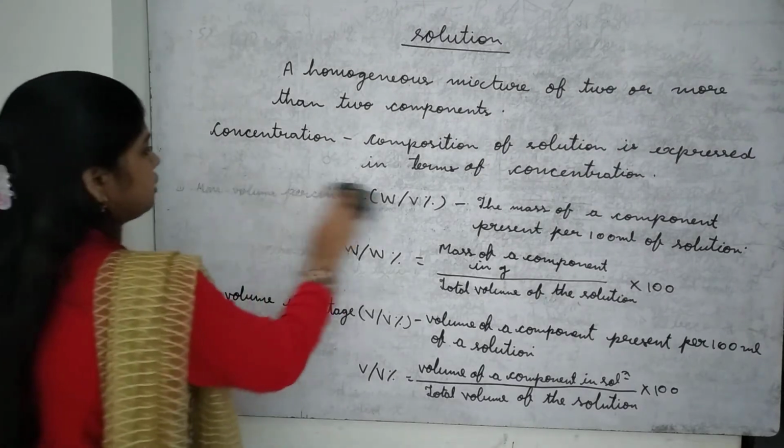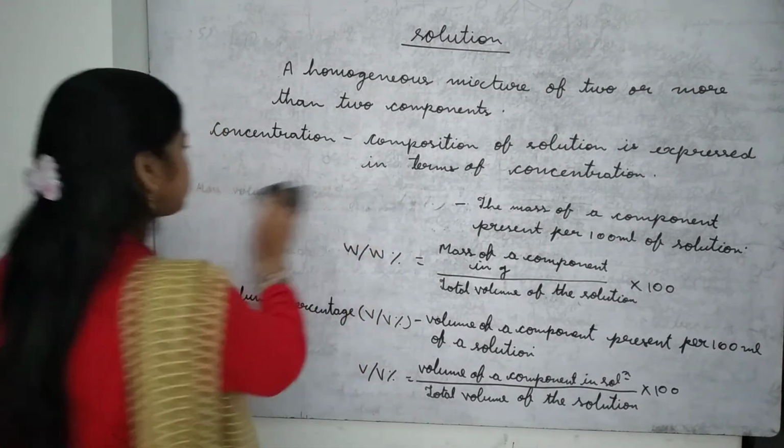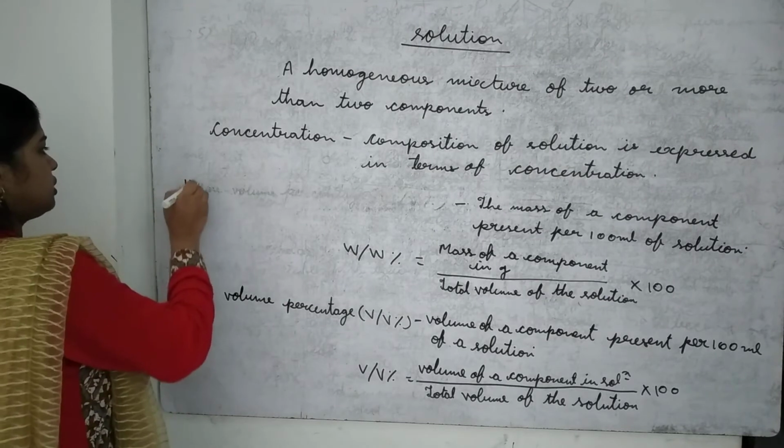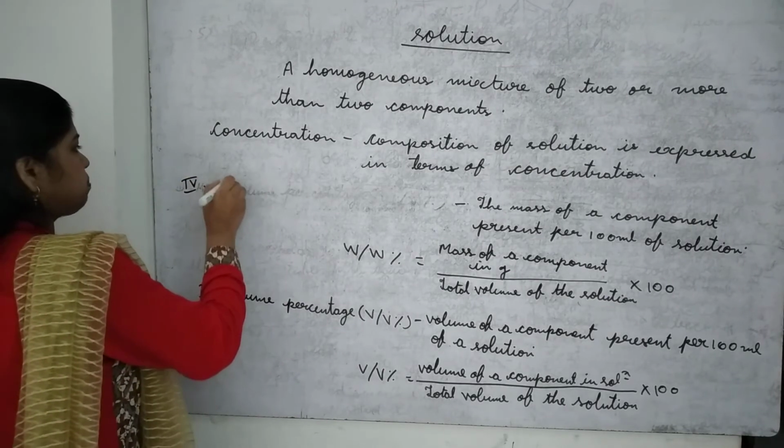So next, the fourth concentration term, parts per million.